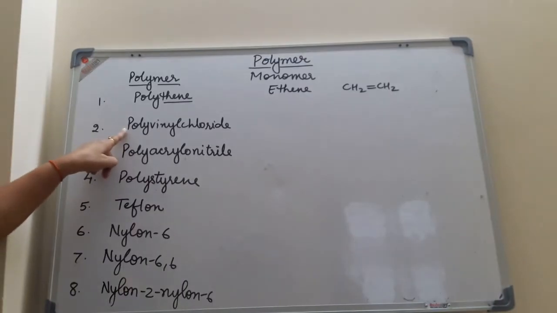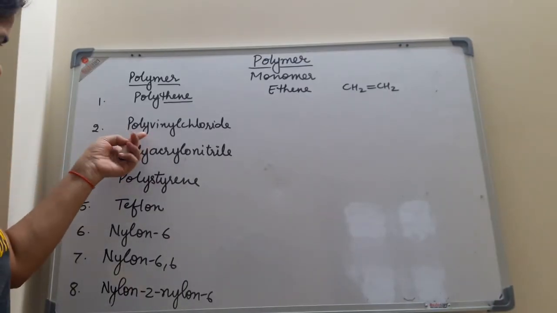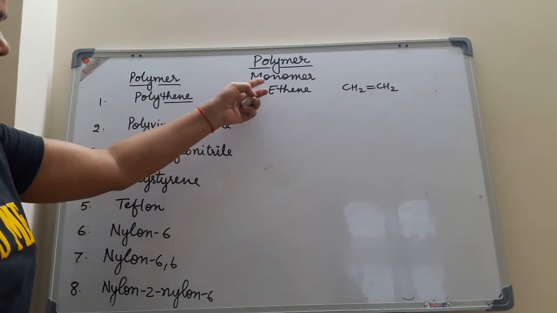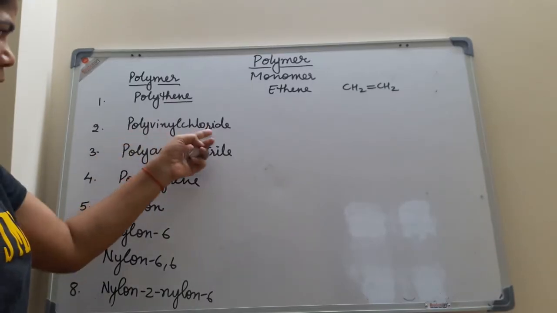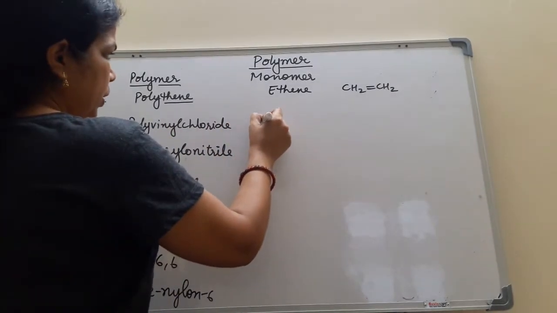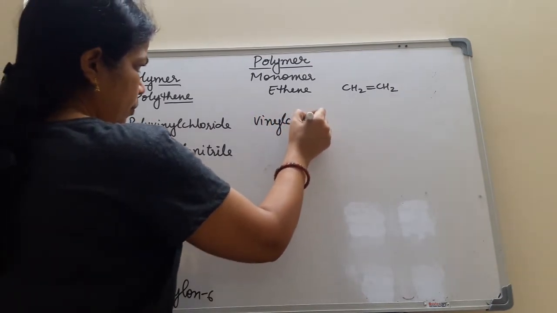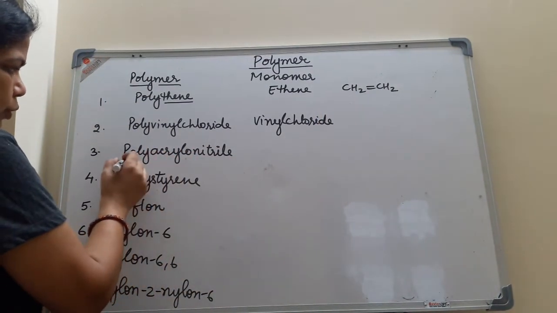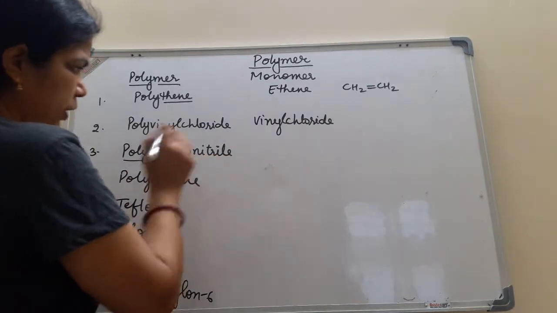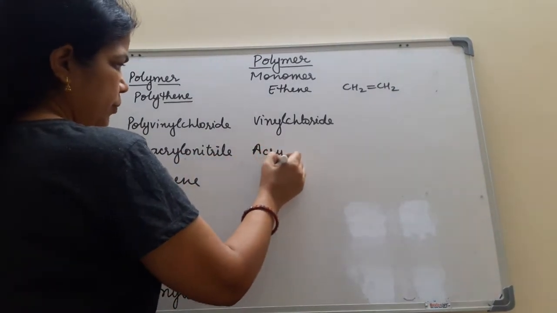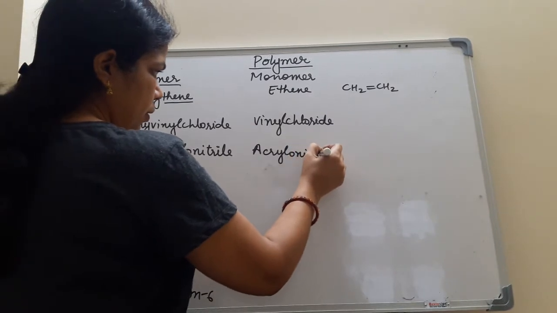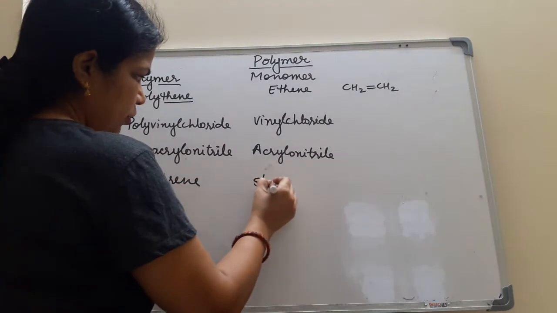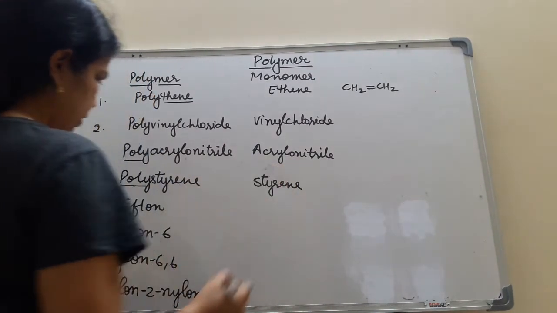Now the second one is polyvinyl chloride. As I said, remove poly, then the leftover is the name or formula of the monomer. So remove poly, and the leftover is vinyl chloride. It means the monomer is vinyl chloride. The third is polyacrylonitrile. In this, remove poly, and the leftover is acrylonitrile. Then polystyrene: remove poly, the leftover is styrene. So its monomer is styrene.